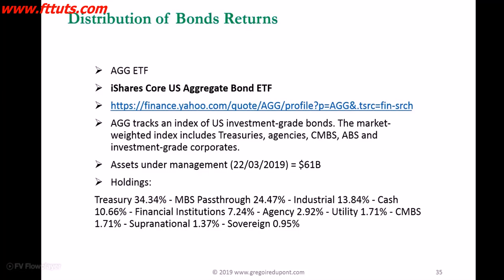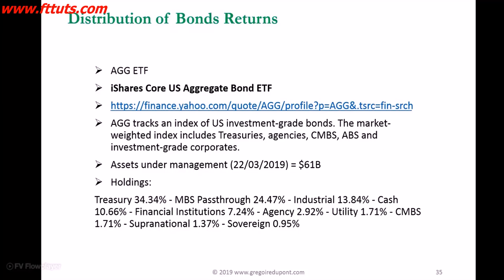So let's look now at another asset class through the distribution of bond returns. Here I picked the ETF AGG, which stands for iShares Core US Aggregate Bond ETF. You can find the link below to get the data from Yahoo Finance. AGG tracks an index of US investment grade bonds.